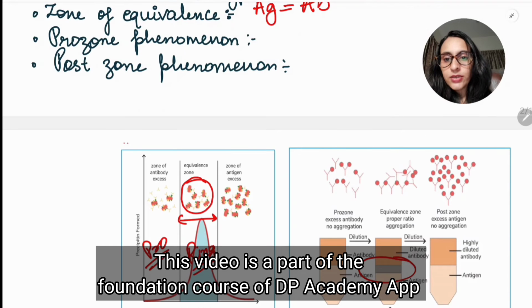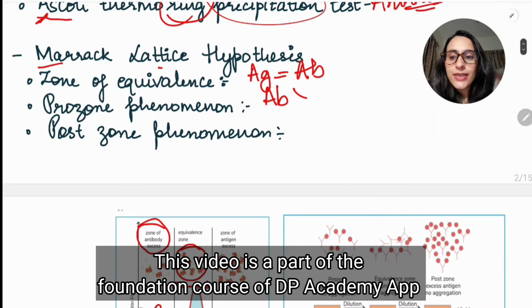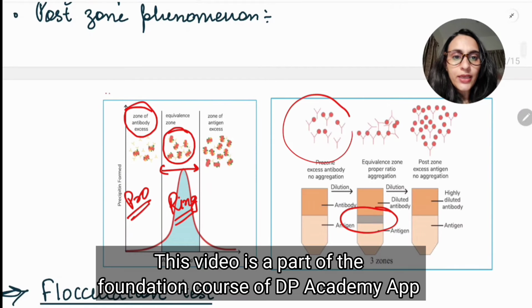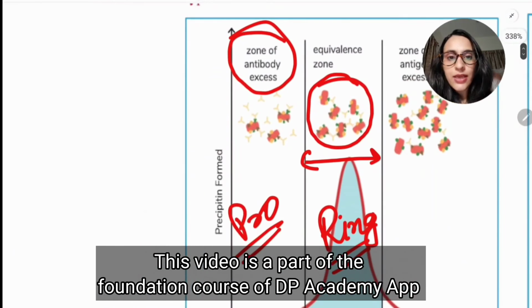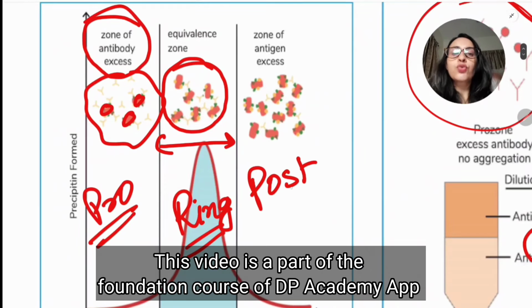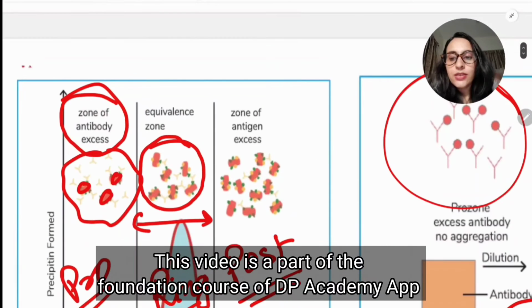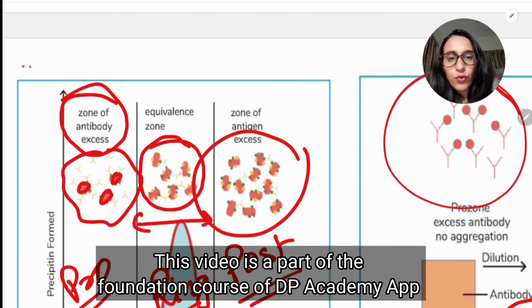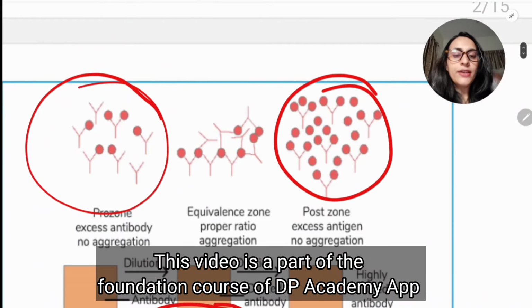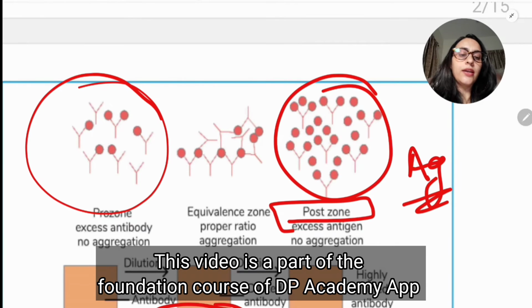So in the prozone, there is excess of antibody. Here in the prozone, antibodies are in excess as compared to antigen. You can see here the antibodies are in more quantity. Here also you can see antibodies are more, antigens are only 3, while on the other hand there are a lot of antibodies. Then there is a postzone, post to the zone of equivalence, and in this the antigens are more. You can see the antigens are more and antibodies are only few. So this is postzone, wherein the antigens are in excess.